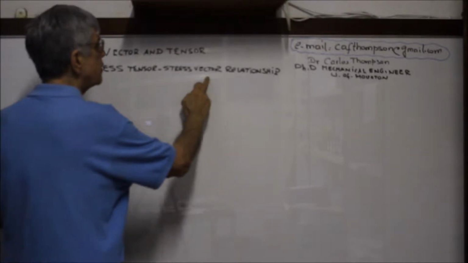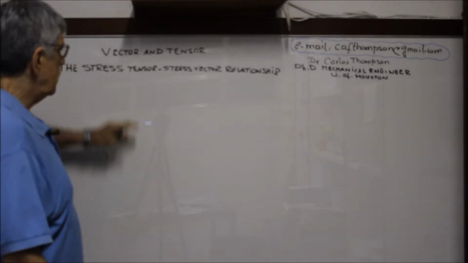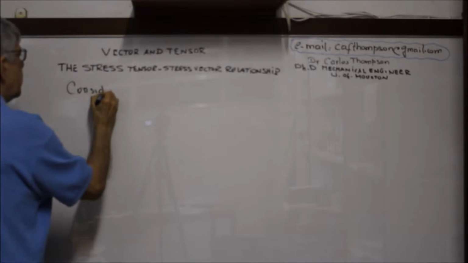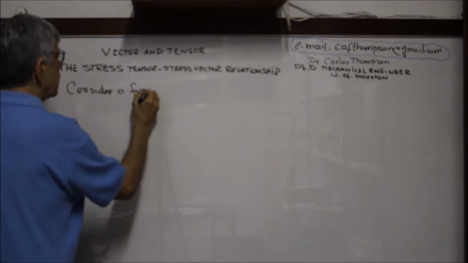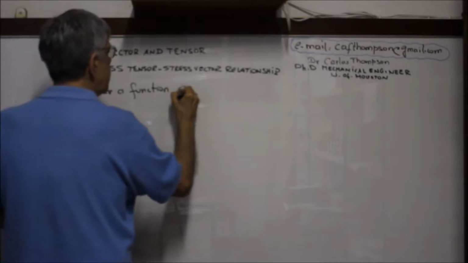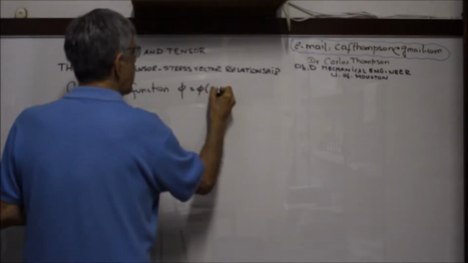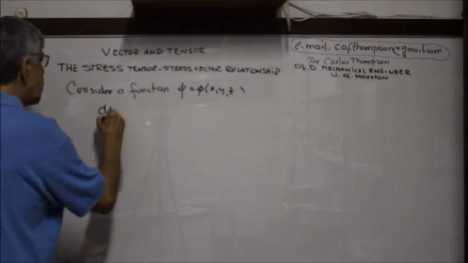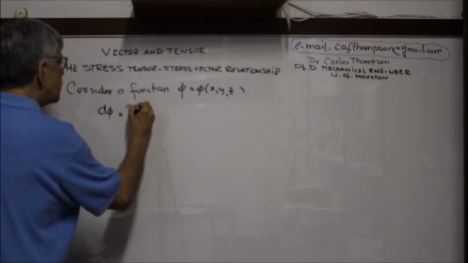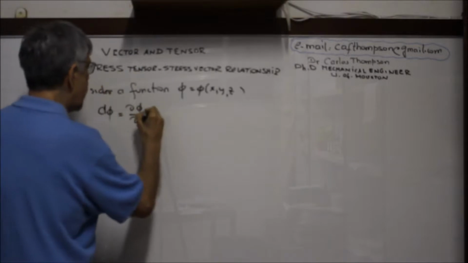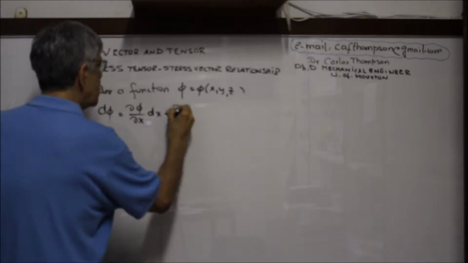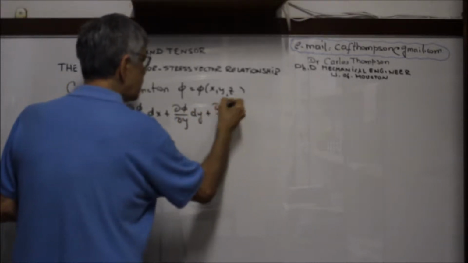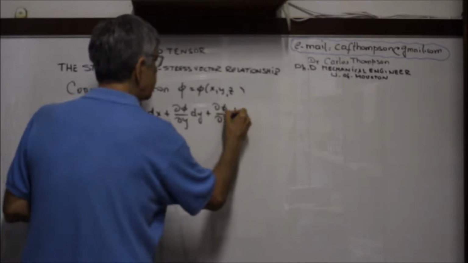Stress tensor, stress vector relationship. Before doing this, let's consider a function phi of x, y, z. Now, from calculus, the differential of phi is equal to the partial derivative of phi with respect to x dx, plus partial phi with respect to y dy, plus the partial derivative of phi with respect to z dz.